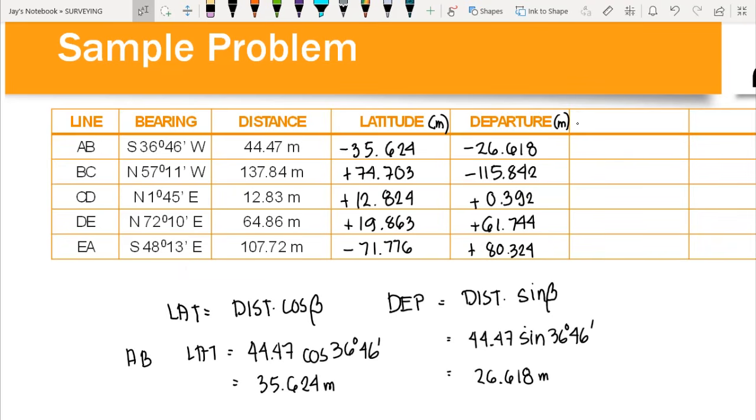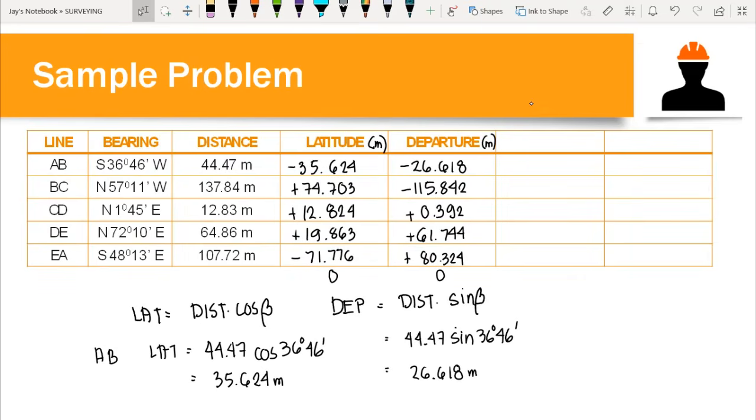Now to check for error of closure, we just sum up all the values of our latitude and sum up the values of our departure. This gives us the summation of all latitude is 0 and the summation of all departure equals 0 as well. So that means we do not have error of closure. In case we have error of closure, that would be the time to apply corrections or adjust the data using the compass rule or transit rule.